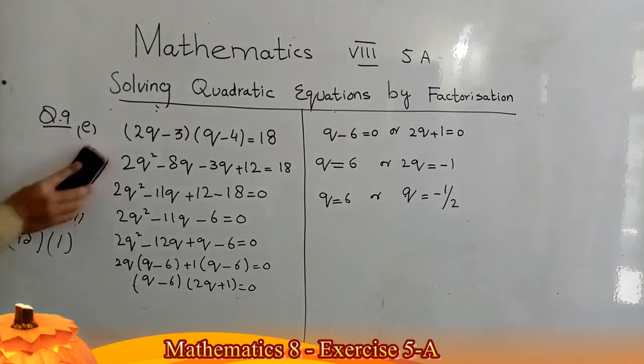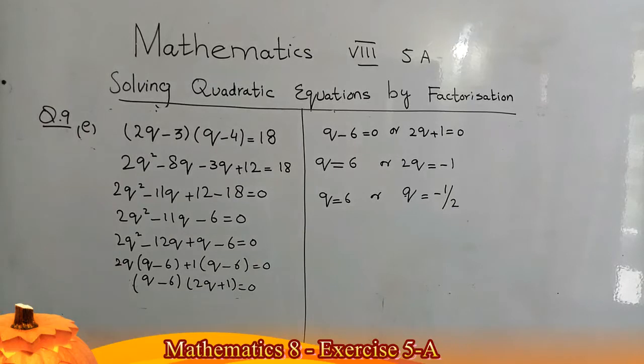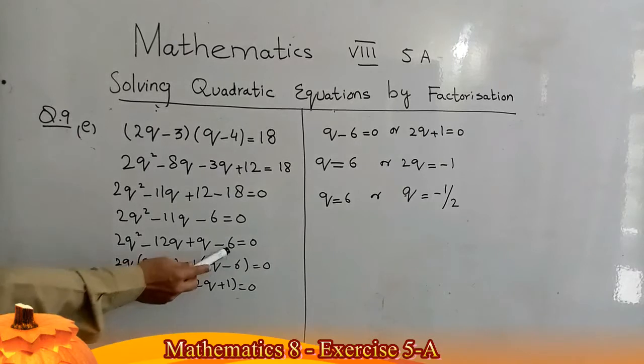So I will take minus 12 and 1 as the coefficients of q in place of minus 11. So 2q square minus 12q plus q minus 6 is equal to 0. Now we have 4 terms. From the first two terms I will take 2q as a common factor, then here I will have q and here I will have minus 6. From the last two terms I will take 1 as a common factor. So here q minus 6.